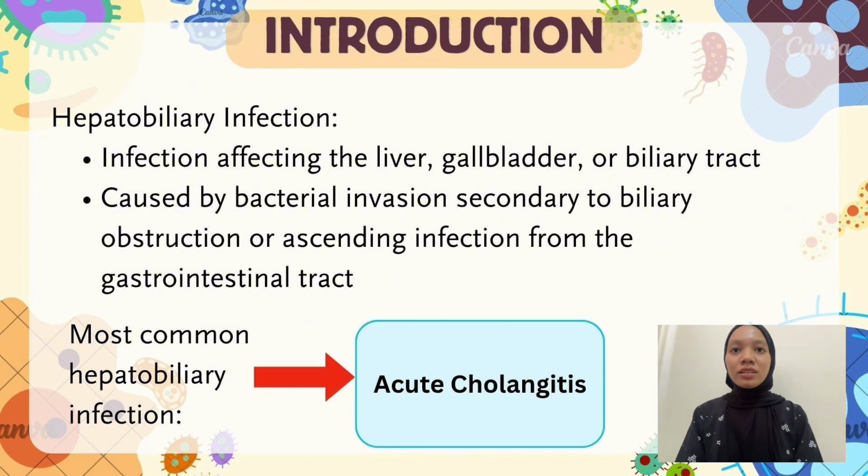Hepatobiliary infection actually refers to the infection which affects the liver, gallbladder, or biliary tract. And these infections usually occur when bacteria invade the biliary system due to biliary obstruction or through ascending infection from the gastrointestinal tract. So among the hepatobiliary infections, acute cholangitis is the most common one.